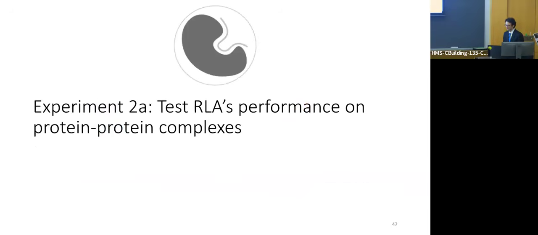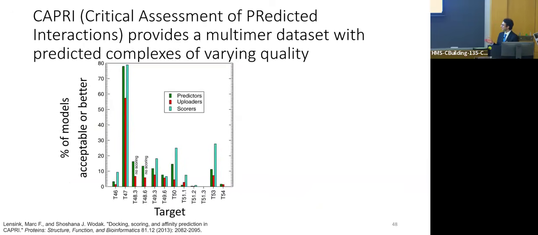Okay, so the first test we did was with protein-protein complexes, and we sourced the data of complexes from CAPRI. So Lensink and Wodak took CAPRI. CAPRI is a competition like CASP, but for protein complexes. So there's a set of held-out protein complexes that crystallographers agree not to release, and then people can make predictions for what those structures are.